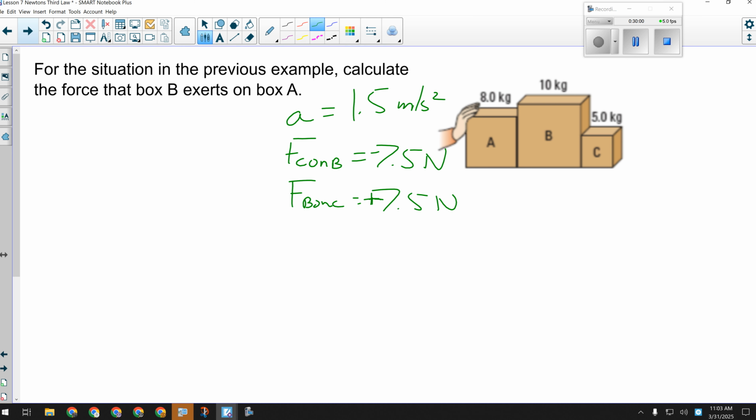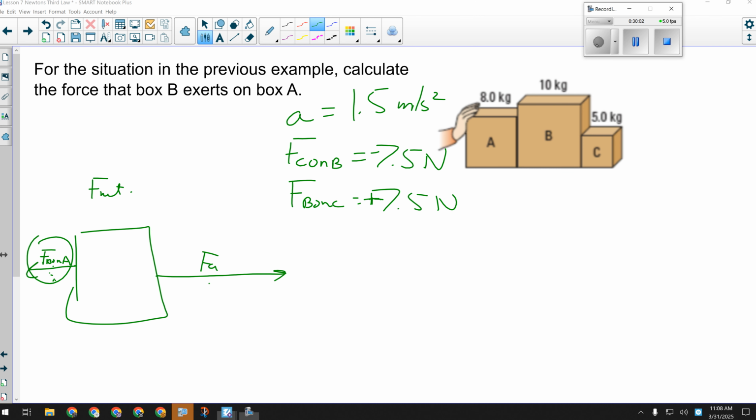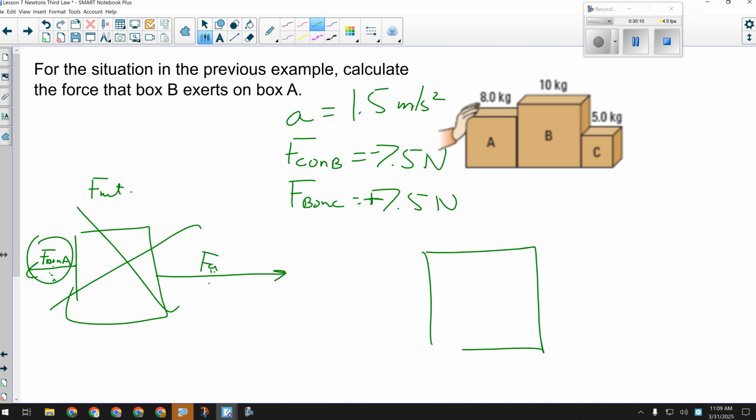Give you a few minutes on that one. Okay, so I can't use A because I don't know the applied force on A. That's not going to work. But here's what I know about box B. I know its mass, I know its acceleration, so I know its net force is positive 15 newtons, 1.5 times 10.